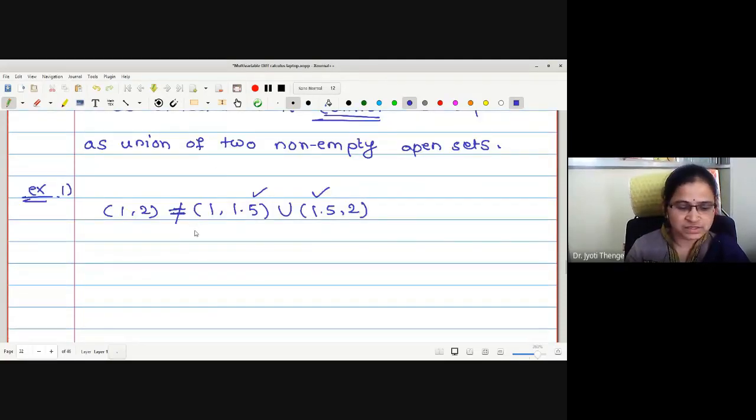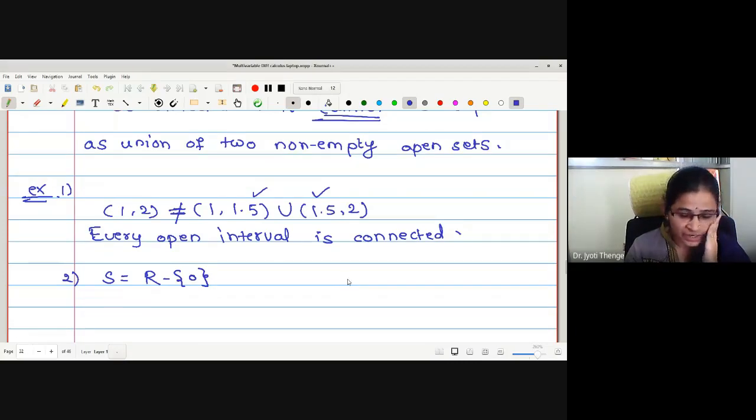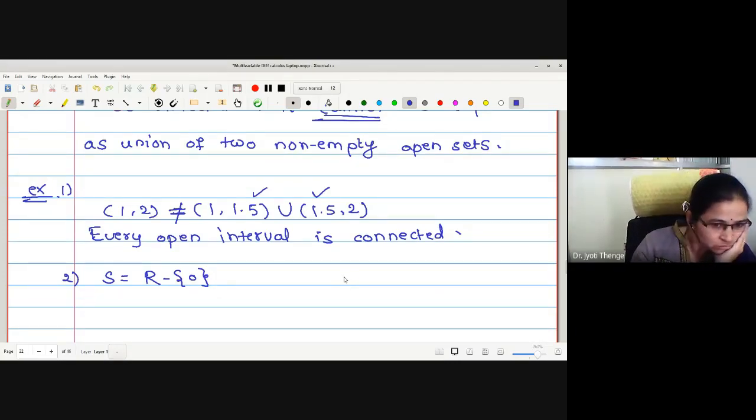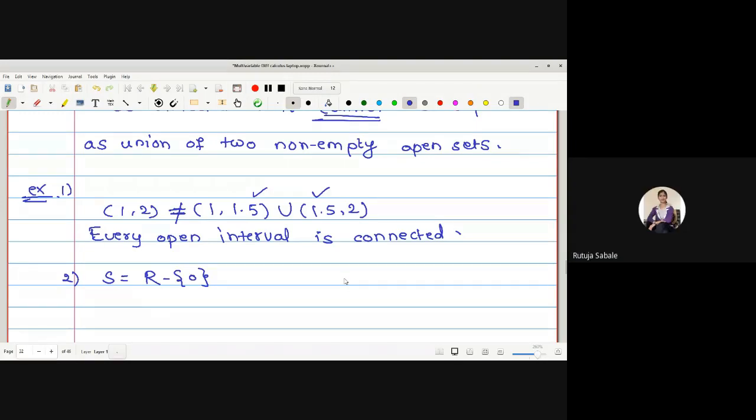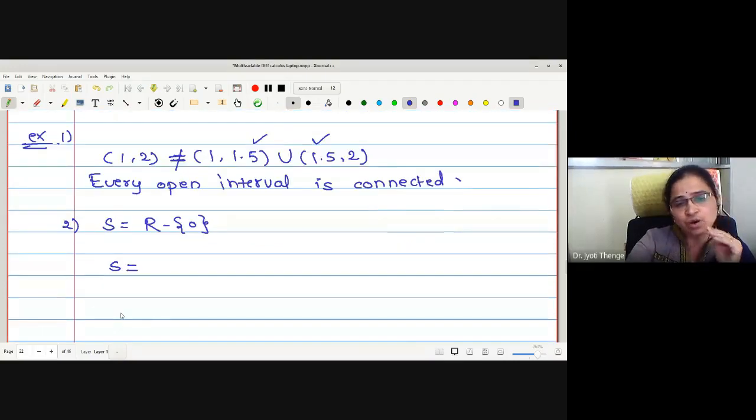Every open interval is a connected set. What about one more example? Say I define the set S to be the set of all real numbers minus the singleton zero. Connected or not? Not connected. Why? Because we can write it as a union. How can I write this as a union of two sets? Which two sets?